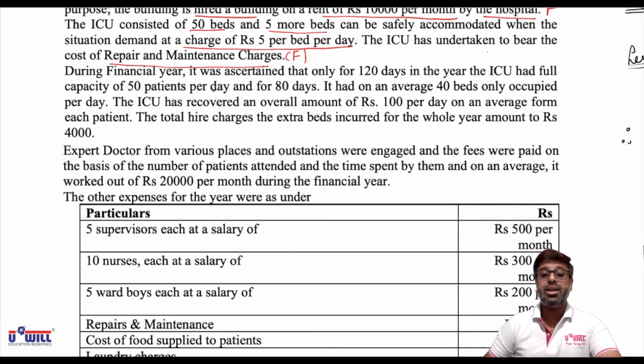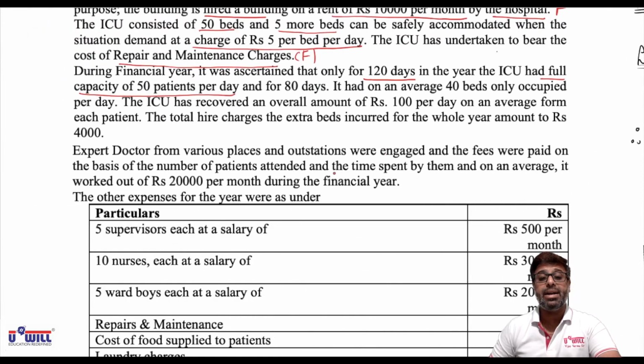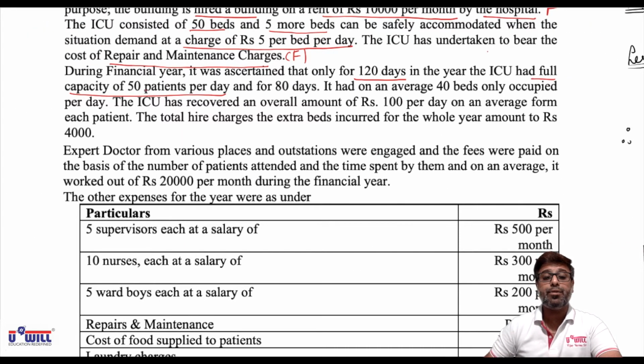During the financial year, it was ascertained that only for 120 days in a year, the ICU had full capacity of 50 patients per day. This will help us in getting the number of patient days or number of bed days. 120 days into 50 patients, 6,000 patient days or bed days. For 80 days, put a comma after this, it had on an average 40 beds only occupied. So 80 days into 40 beds will get the number of bed days or patient days.